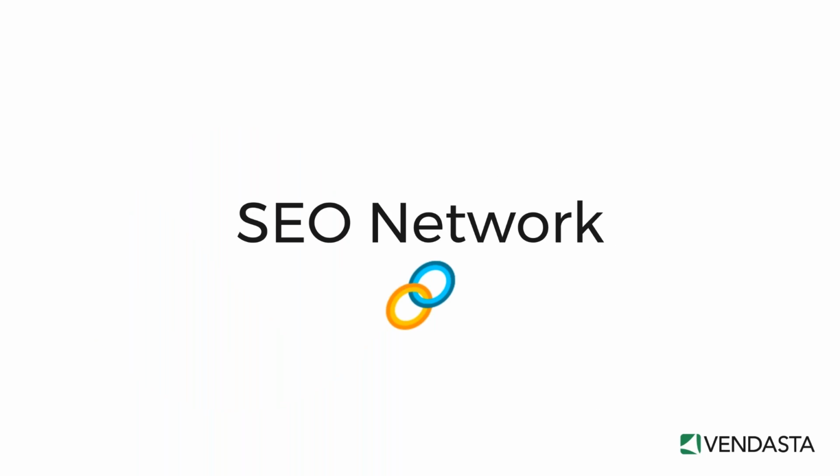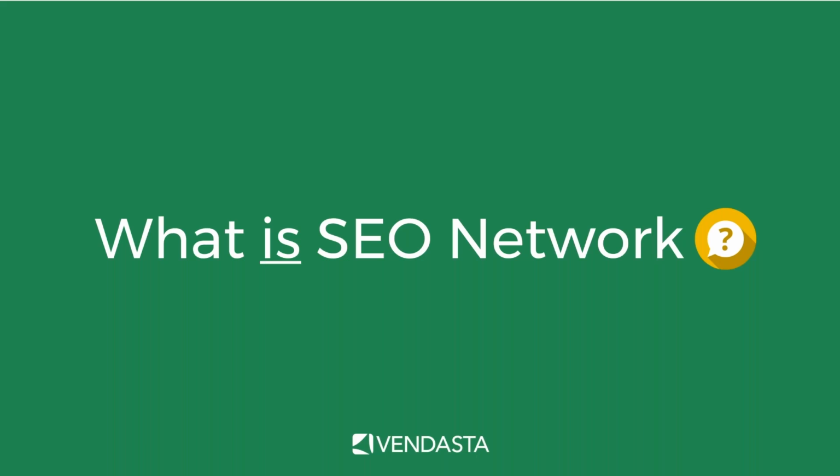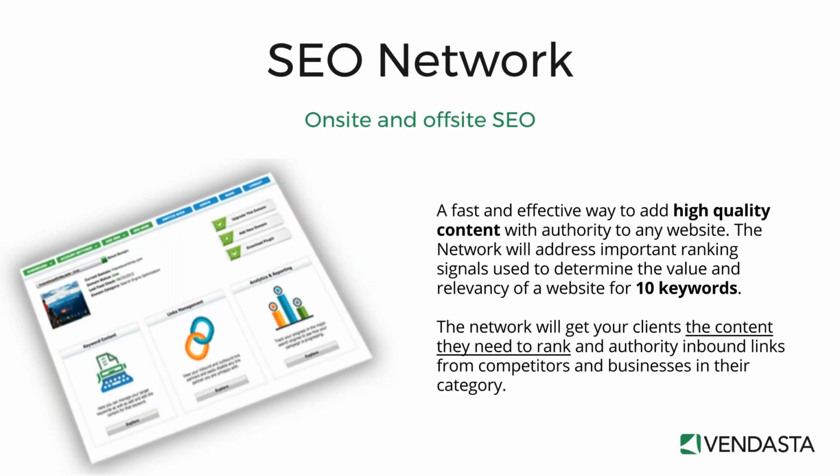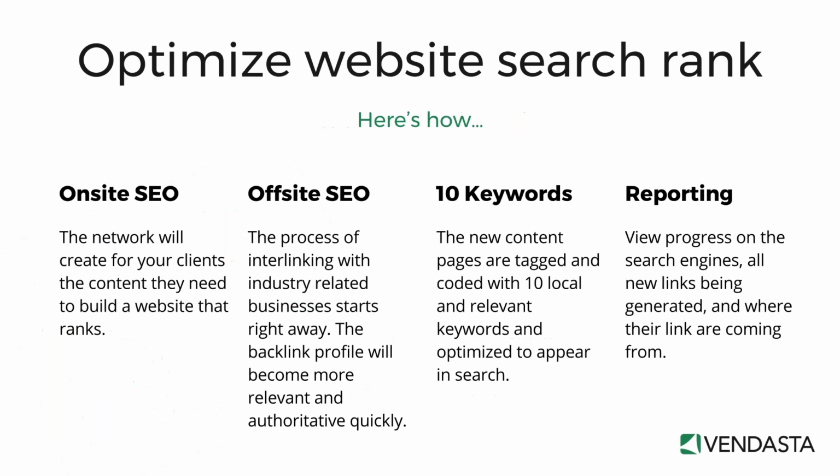Thanks, Janessa. So we're going to jump into the actual product now. A few slides we have for you before Janessa does a wonderful dashboard walkthrough. So what is SEO Network? It's a fast and effective way to add high quality content with authority to a website. There's a couple of different packages, a 10 keyword package and a 5 keyword package. If you need more keywords, there's also an additional 10 that you can add on to either of those. So the network will really get your clients the content they need to rank. And this is all dependent on their business and their category, so it's definitely customized.